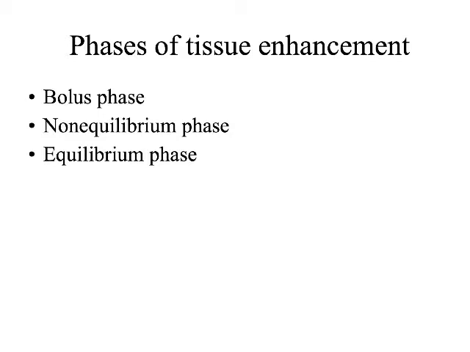So injection happens. After a short period of time, we're in the bolus phase. A little bit longer, we're in this non-equilibrium. Then as we get further out from the contrast injection, we go into an equilibrium phase. And then about 5 minutes out, we'll see it in the kidneys. About 10 minutes out, it would start to be in the bladder. So the body's picking it up.